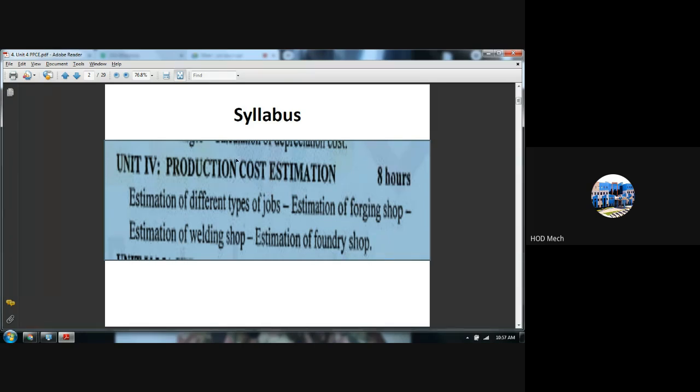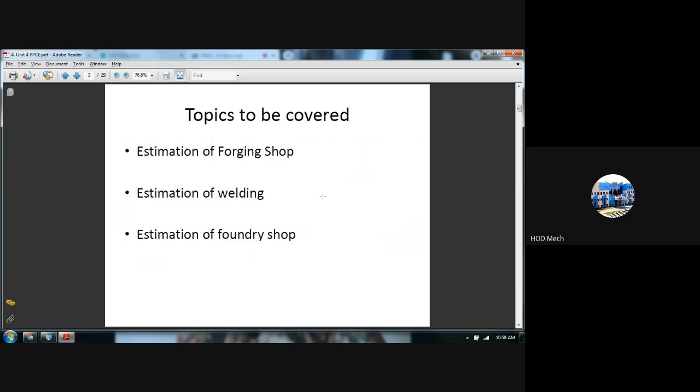So how will you carry out the production cost estimation when it is a forging operation? And similarly, what you will have to do if it is a welding, and what you have to do in arriving at cost estimation related to production process if it is foundry. This is what you are going to cover.